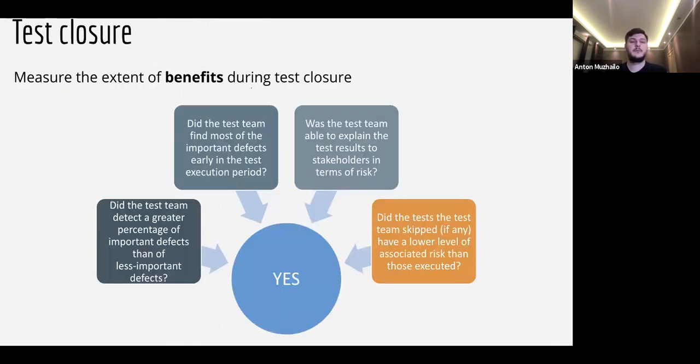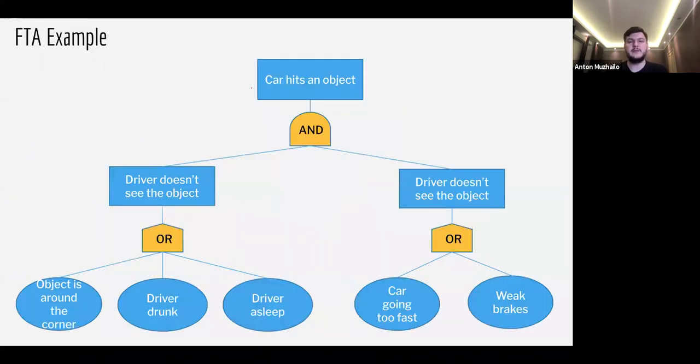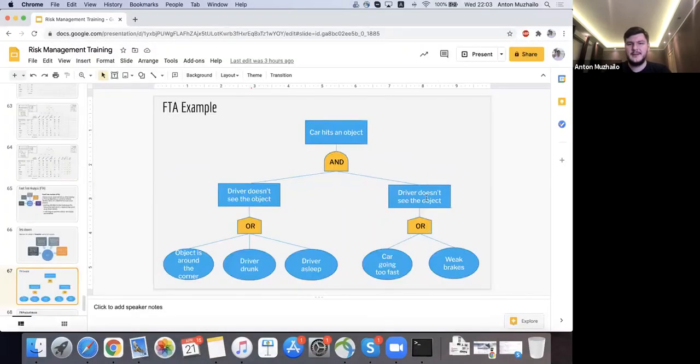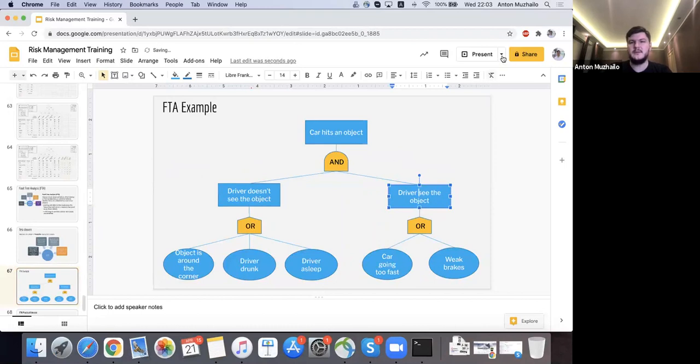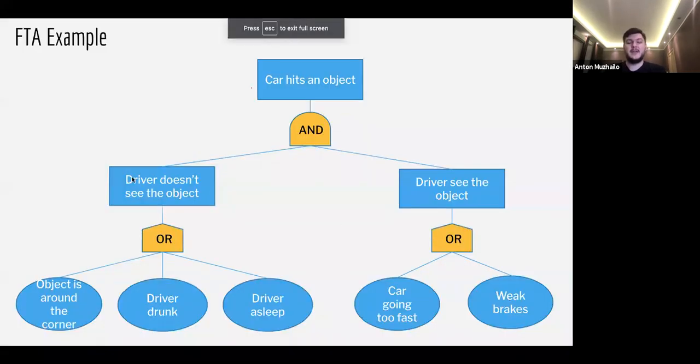Simple example here is: car hits an object, right? This is a risk. What should be the main reasons of this risk? There are two things. Driver doesn't see the object, or driver sees the object but still hits.